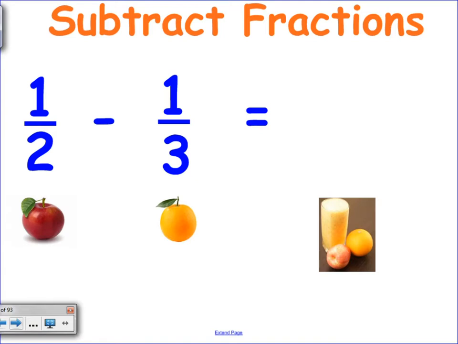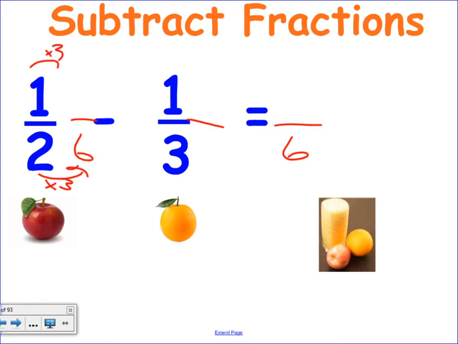Okay, guess what we're going to do for subtracting? Exactly the same thing, but instead of adding, we're subtracting. So we've got that equivalence thing going on again, okay? So, got a half and a third. What's my common denominator? 6. Okay, so what have I done there? Times by 3, do the same to the top. So 3 over 6, exactly the same fraction as a half, isn't it? We all know that anyway. I've got 6 over here, so I've got a third.